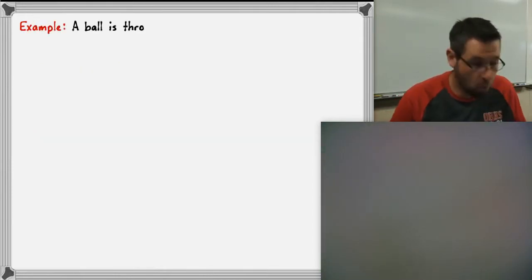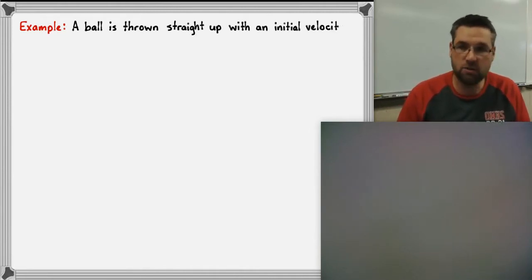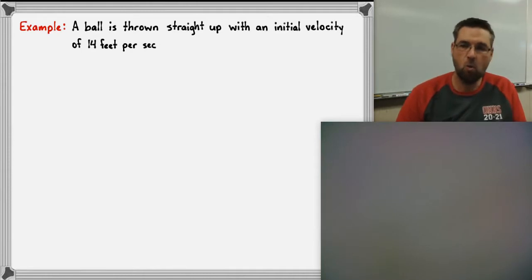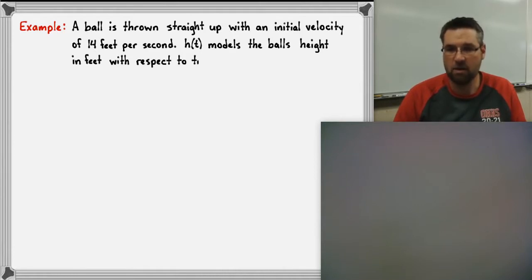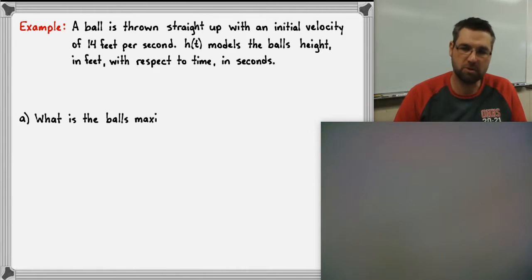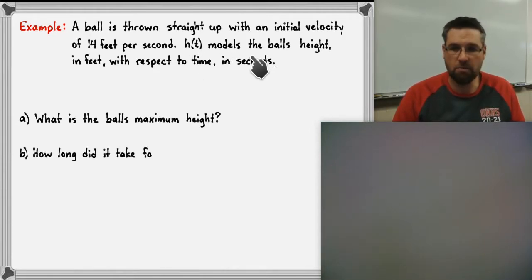All right, let's take a look at one example of this, and it's going to be a pretty thorough example. A ball is thrown straight up with an initial velocity of 14 feet per second. Actually, that's not a very strong throw, 14 feet per second. But h of t models the ball's height in feet with respect to time in seconds.